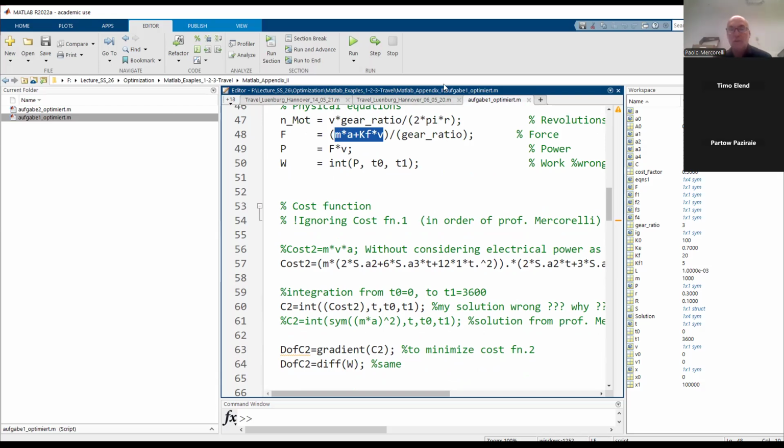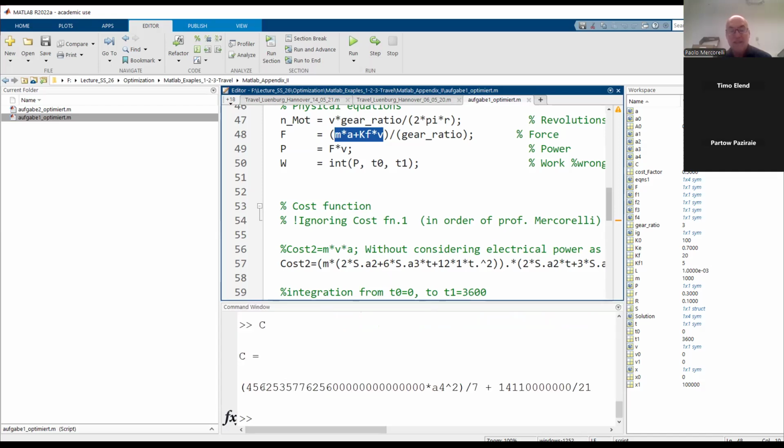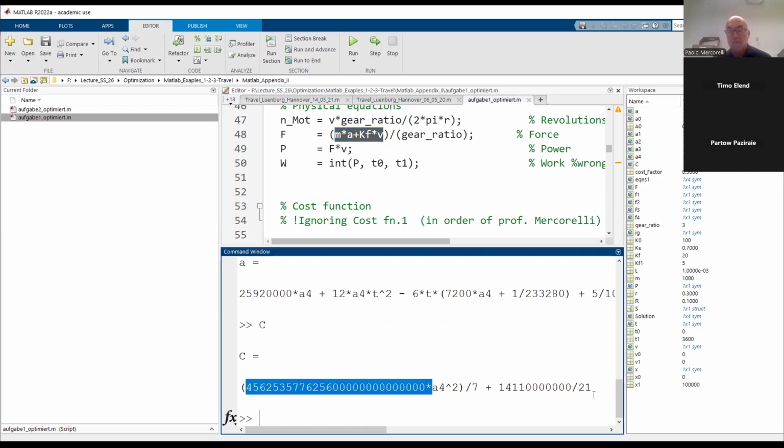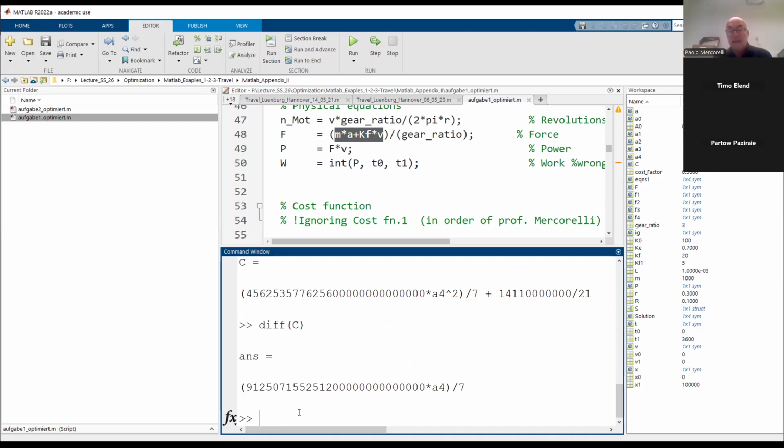Let me show you the other example. The other example was C, because it's already run, and then we will compare with this. C is this expression here. It's clear that A4 is just one value. If I put diff of C, the system understands automatically that it should do the derivative with respect to A4 because it's the unique free parameter. Otherwise, it should be declared.